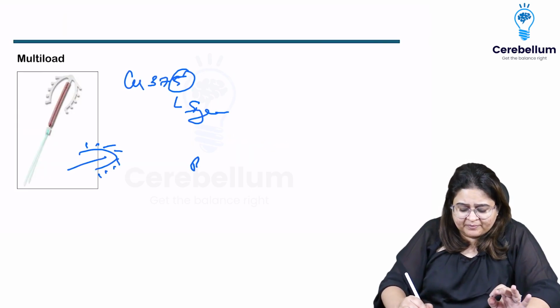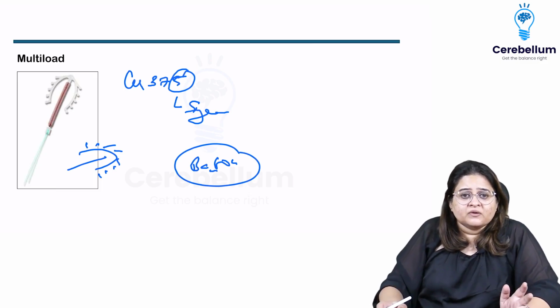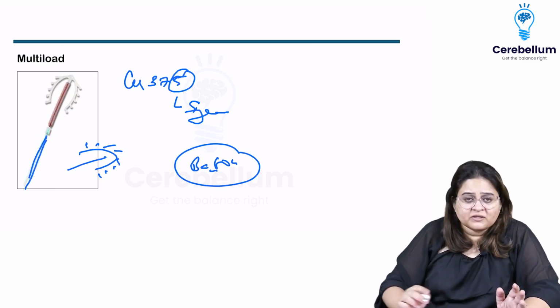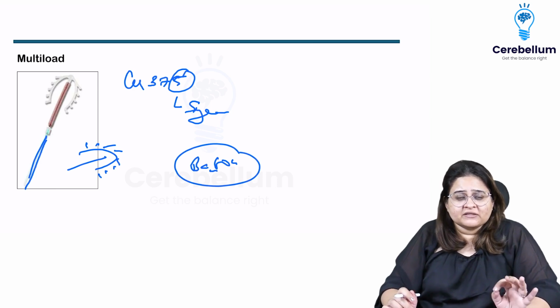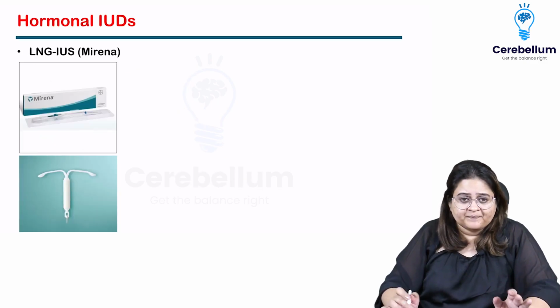They come with a barium sulfate stem so that it's visible on an X-ray. Okay, and they have a thread at the end which is used by the woman to identify that the copper T is there, and it's also easily used for removal.